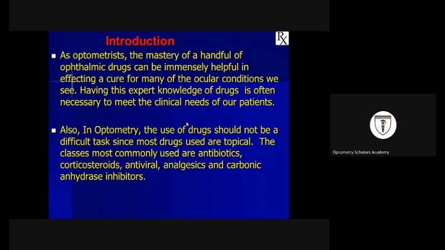Also, in optometry, the use of drugs should not be a difficult task, since most of the drugs are usually topical drugs. When I say topical drugs, I mean most of them are drugs applied on the eye. You understand? They apply on the eye topically. And their classes are usually common classes we know, ranging from the antibiotics, the corticosteroids, the antiviral drugs, the NSAIDs or analgesics, and the glaucoma drugs, for example the carbonic anhydrase inhibitors, beta blockers, and the rest of them.